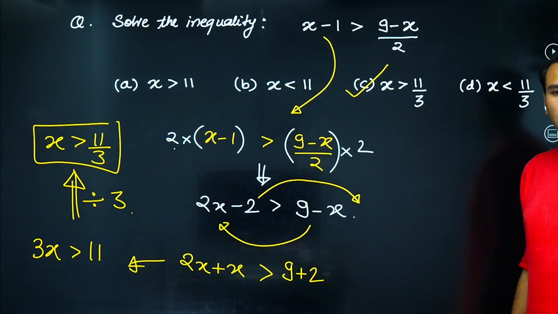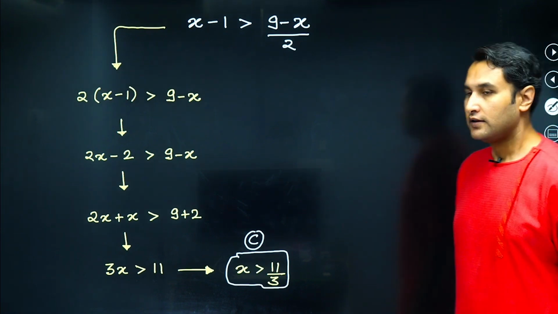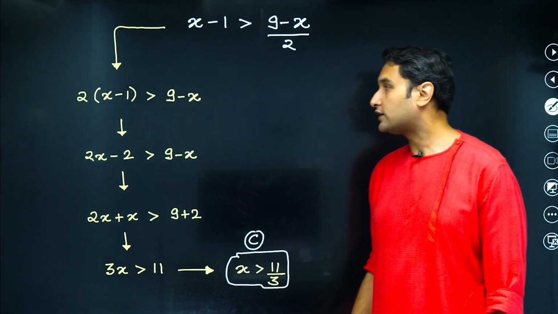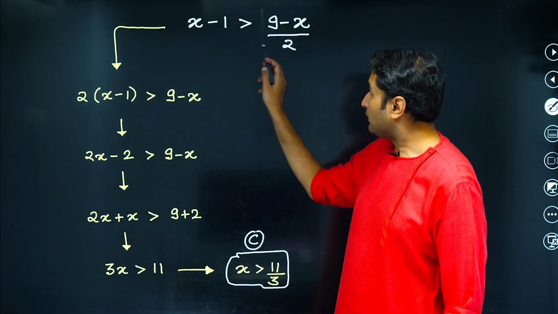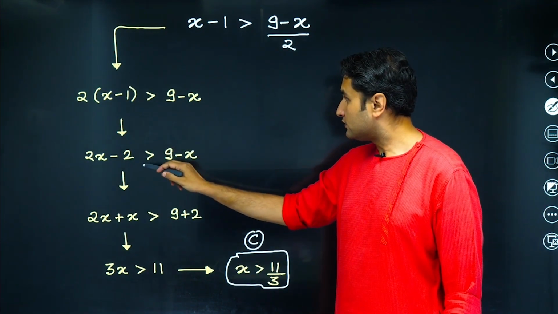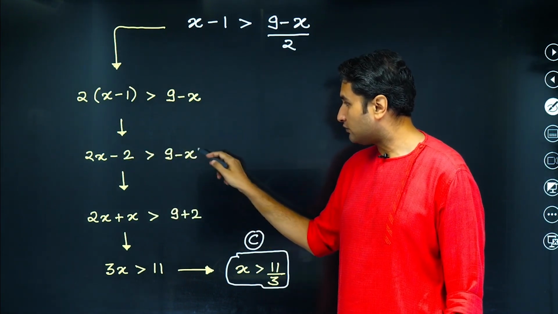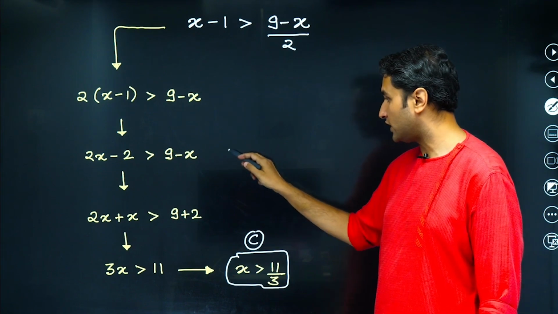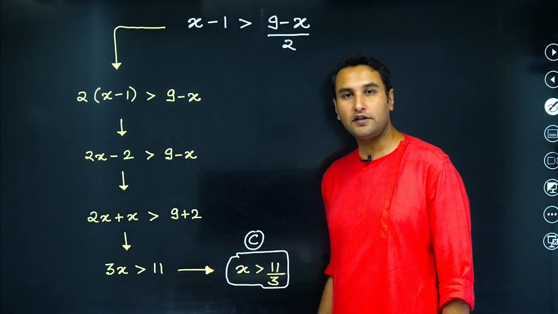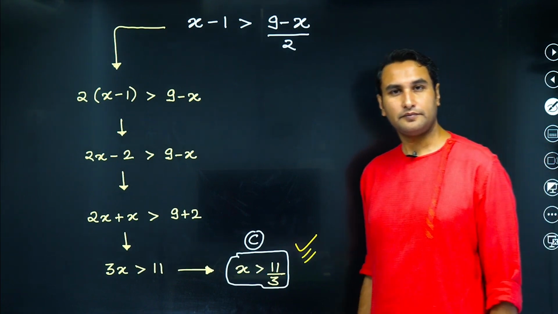C. Got it? Clear? I have done this for you, for your notes, which you will get. So step 1, multiplying both sides by 2. Then rearrangement, taking this minus x there, this minus 2 there, 3x greater than or equal to 11, dividing both sides by 3. This is your answer. Got it?